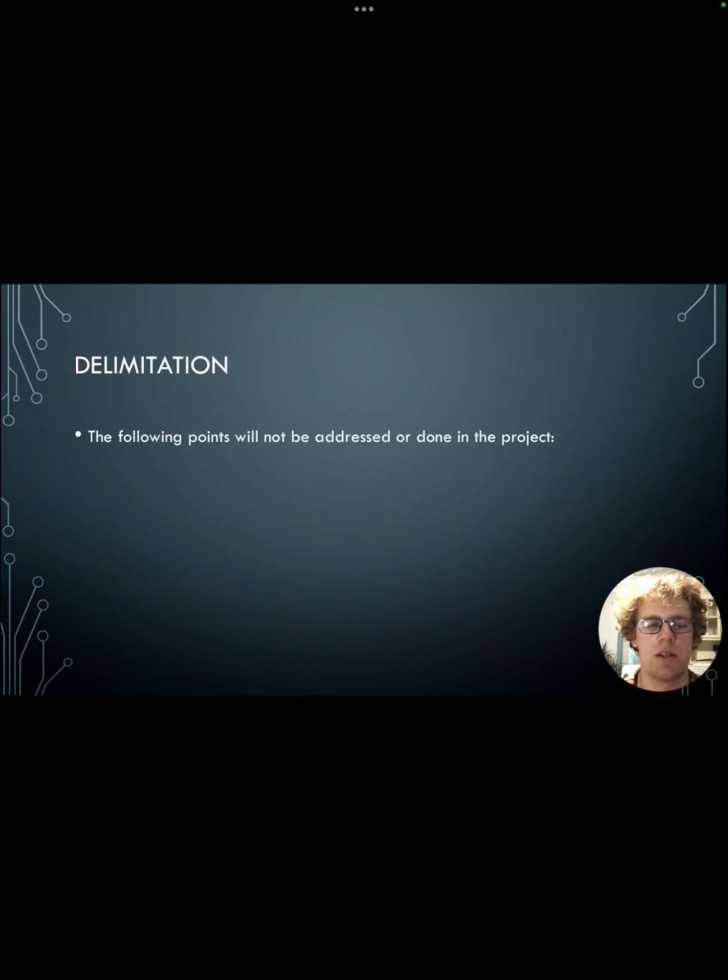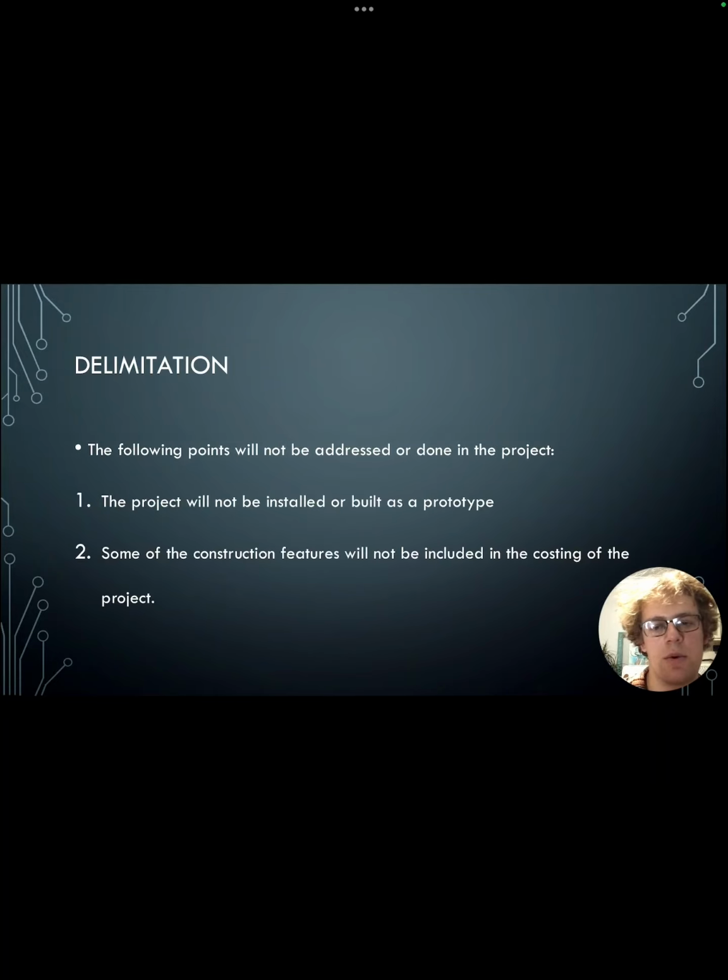Project delimitation. This section focuses on what will not be done in the project. So what are the limits of the project in terms of what will be provided and what will not be realized within the project. The following points will not be addressed or done in the project.